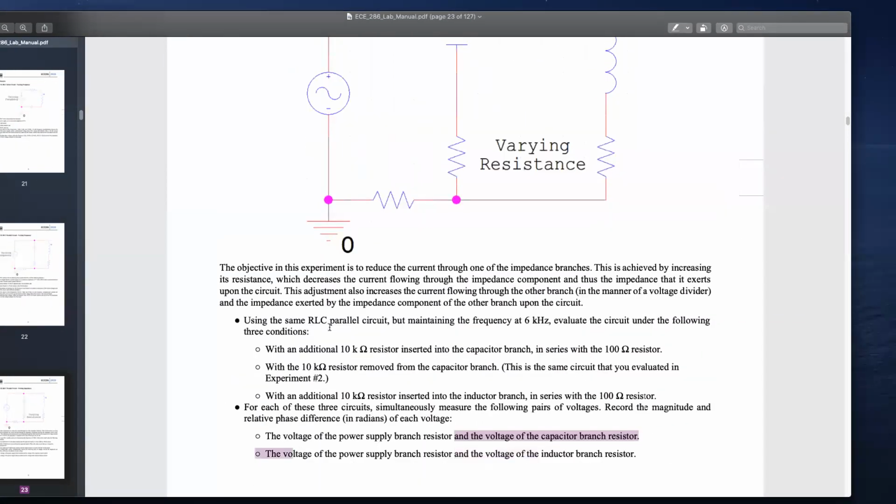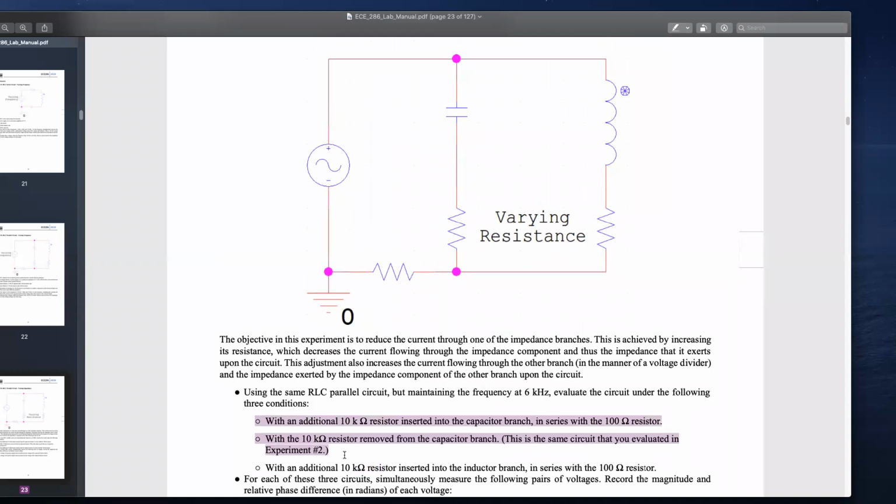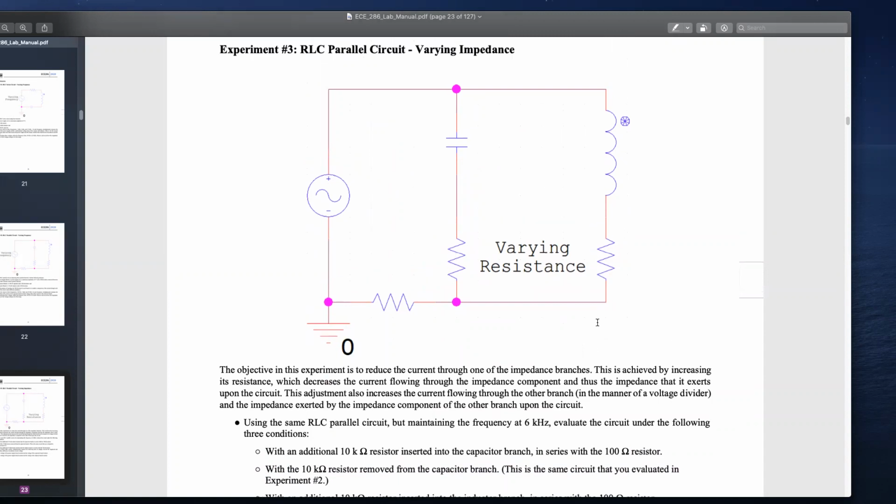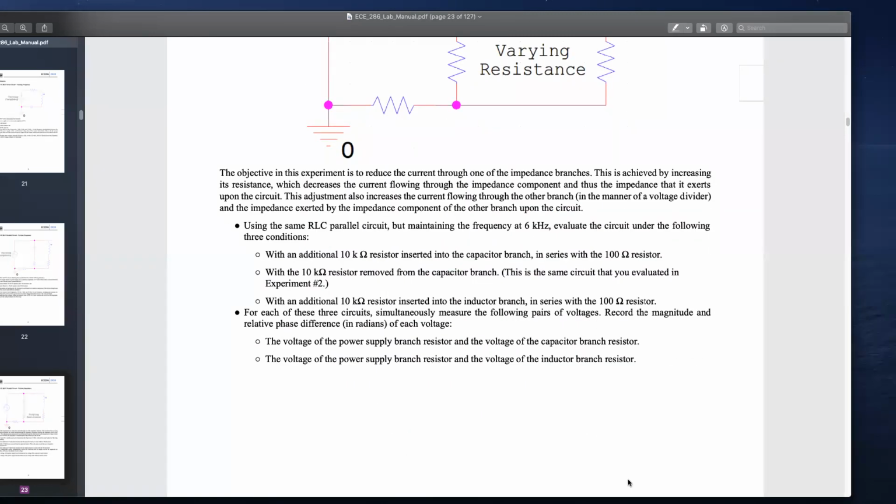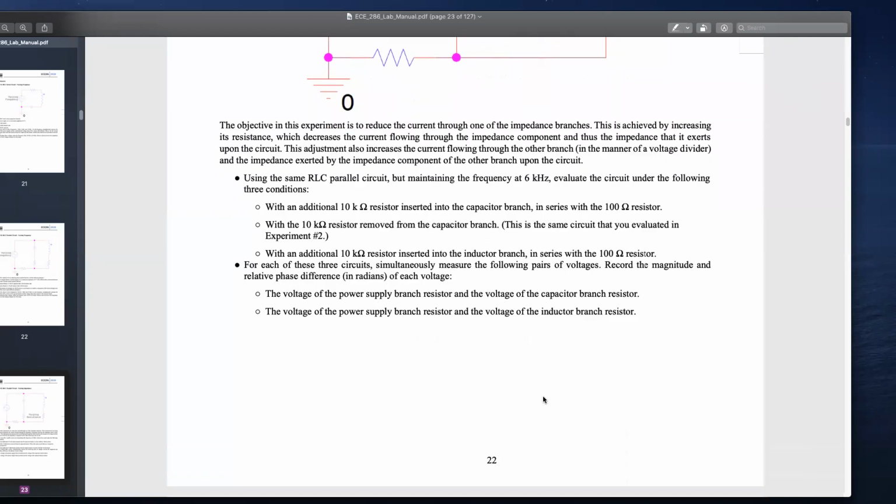So part 2 of experiment 3 is essentially experiment 2. So you don't necessarily have to do that. But then part 3 is where you remove that extra 10K resistor from this capacitor branch. So now you will only have 100 ohms in the capacitive branch, and then you'll add that 10K into this inductive branch. So now you will have 10.1K resistance in your inductive branch while you still only have 100. And then you measure the voltage and then the relative phase shifts. And that's essentially how you do experiment 3, lab 2 for ECE 285.